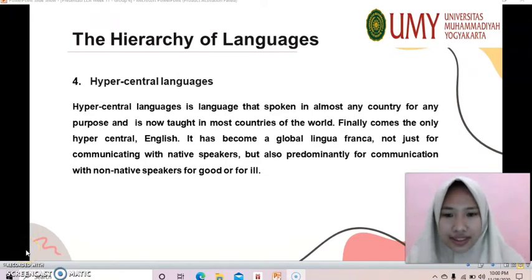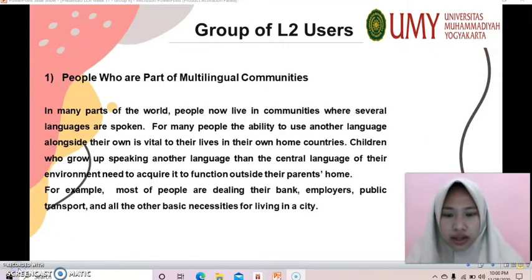Fourth, hypercentral language. A hypercentral language is a language spoken in almost any country for any purpose, and is now thought to be the most conscious of the world. Finally comes the only hypercentral language. It has become a global lingua franca, not just for communicating with native speakers, but also predominantly for communication with non-native speakers.